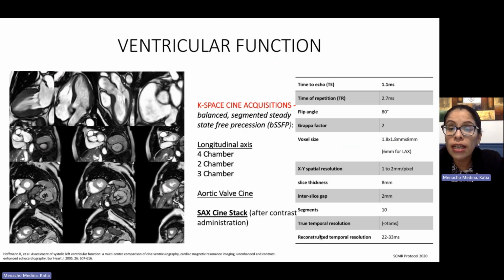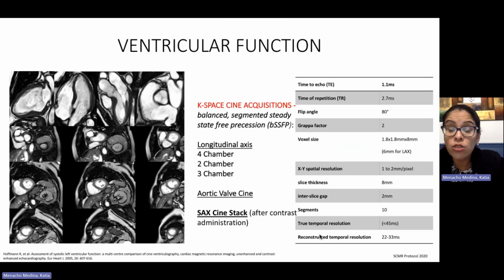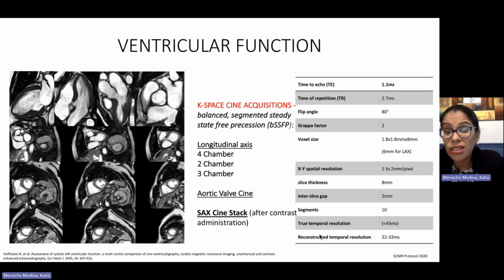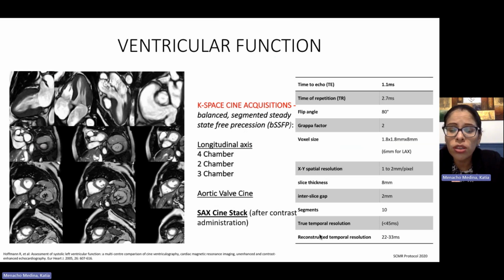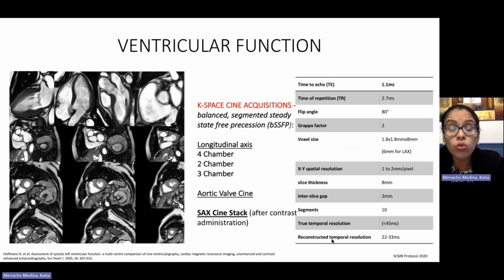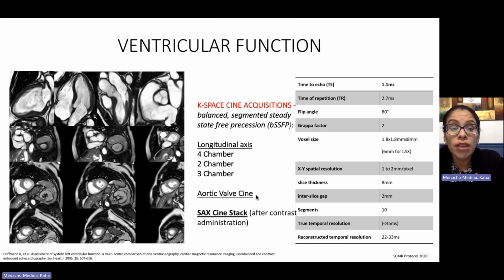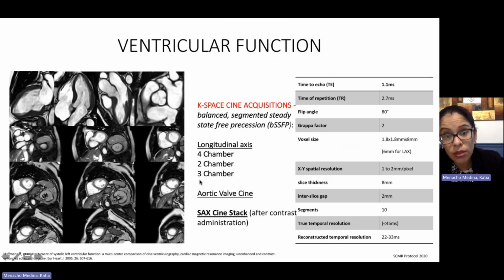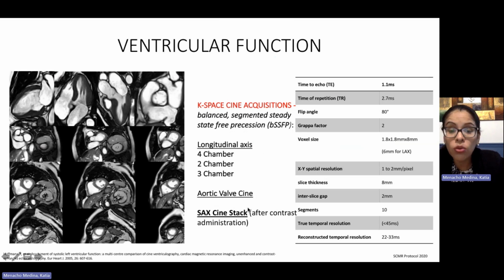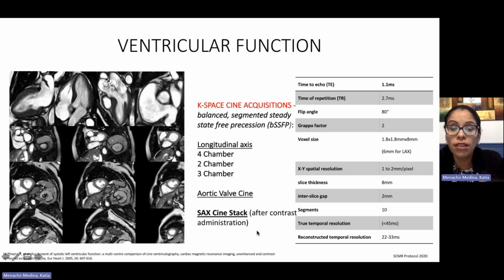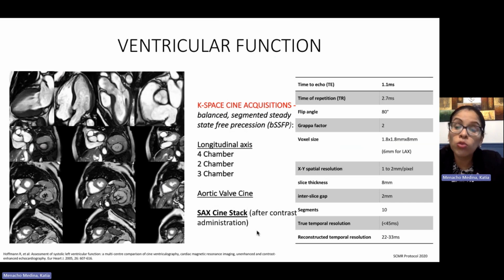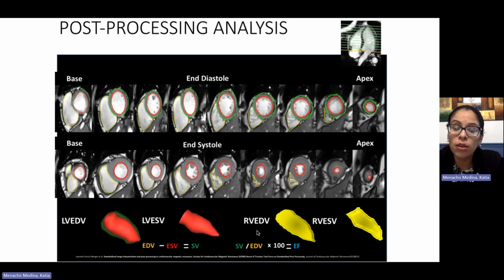And for example, in general, they advise that the slice thickness should be 8 millimeters and the inter-slice gap should be around 2 millimeters. So that's how we usually do that. We need to check that this is correctly set up in our scanner. And in general, for the whole assessment of the function, you can see we start with the longitudinal axis. We can include the aortic valve, and the short axis comes after, at the end, because we can plan based on our longitudinal axis acquisition.